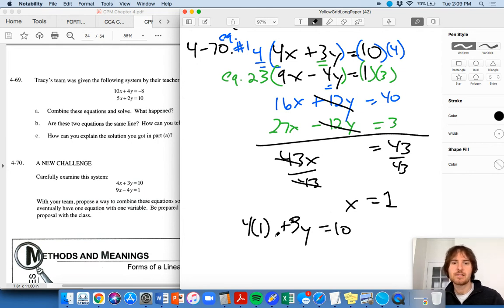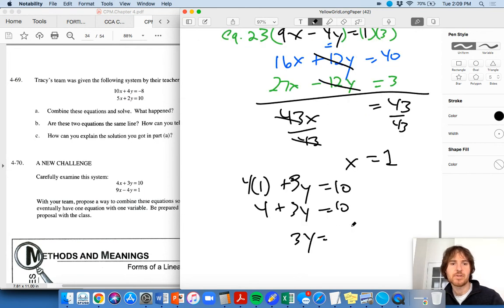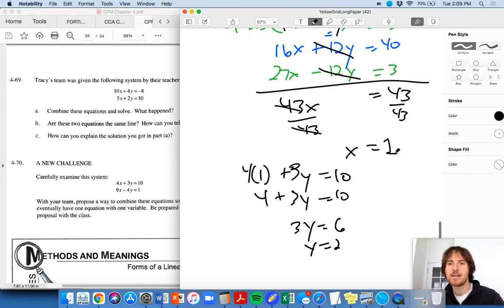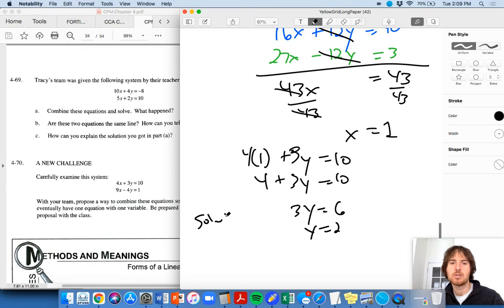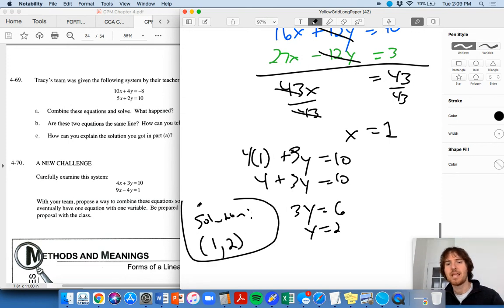Let's use that in the top equation here. Okay, so 4 plus 3y equals 10. Subtract 4 from both sides. 3y equals 6, and then y is going to equal 2. Okay, so I get x equals 1 and y equals 2. So my solution is 1, 2. And we're good to go.